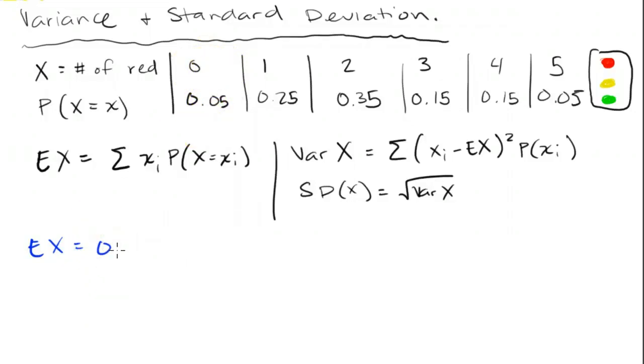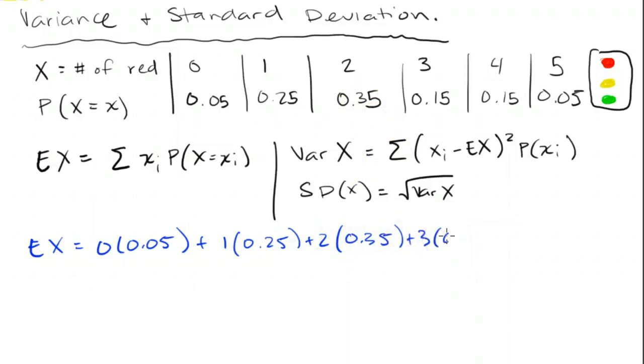So this is going to be 0 times 0.05. So we have the possible 0 times its probability, plus the next one, which is 1 times 0.25, plus 2 times its corresponding probability of 35%, or 0.35, plus 3 times 0.15, plus 4 times 0.15, and 5 times 0.05. And so let's multiply this out and actually find the sum so we can find the expected value.